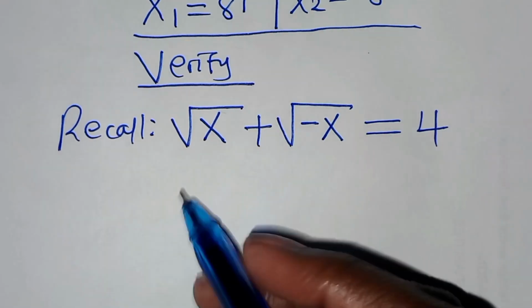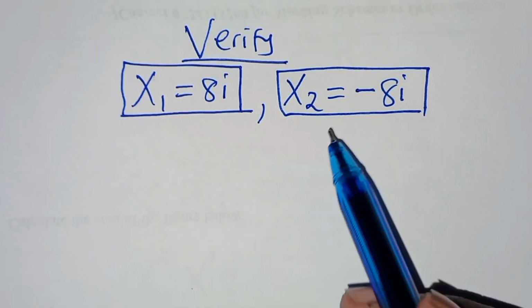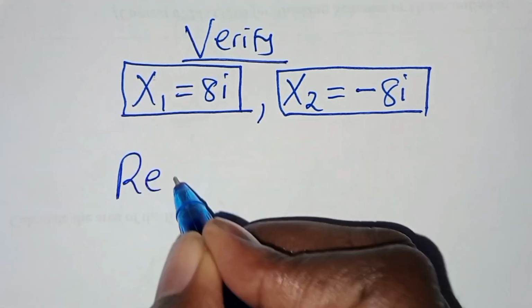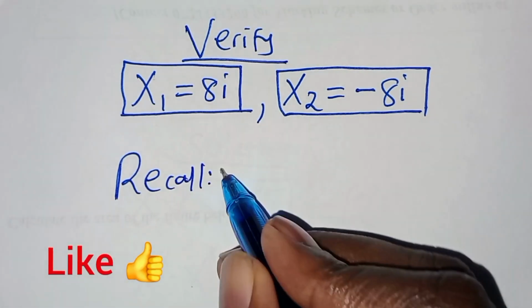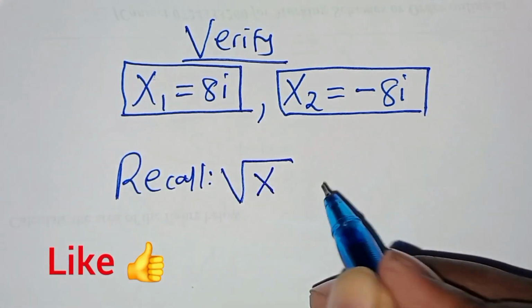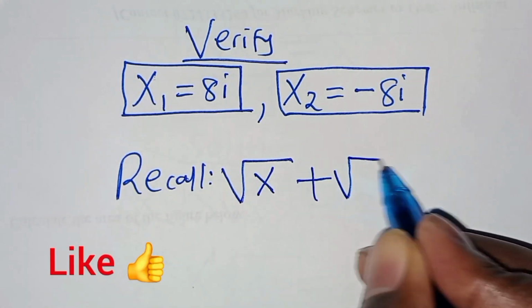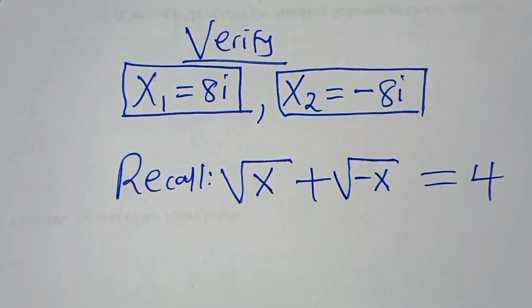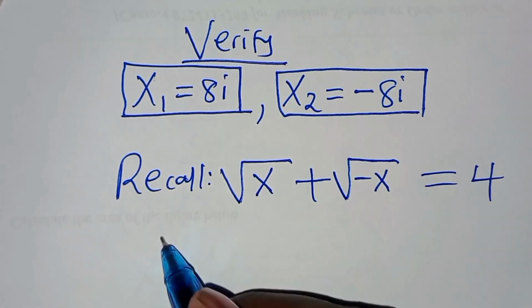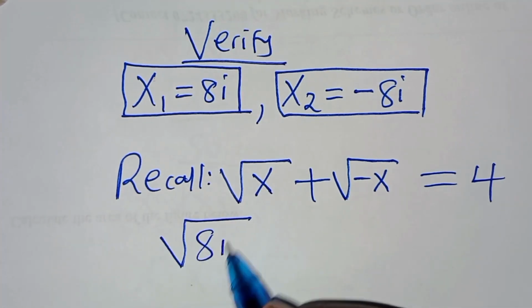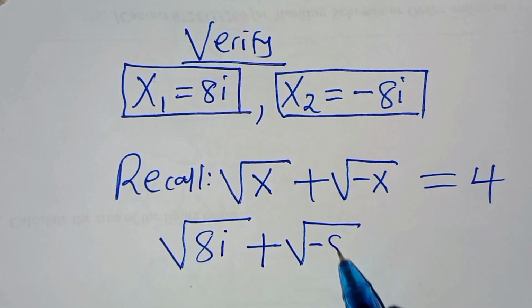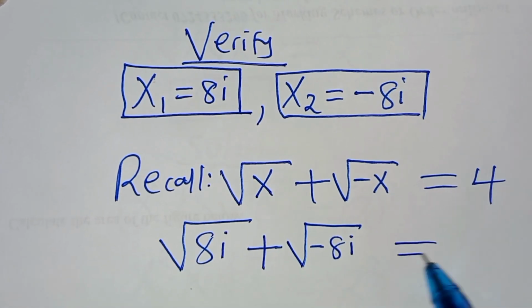Now, let's verify that x1 and x2 satisfy the equation. Now, if you recall, we have that the square root of x plus the square root of minus x is equal to 4. Let's substitute x1. We have the square root of 8i plus the square root of minus 8i, this is equal to 4.